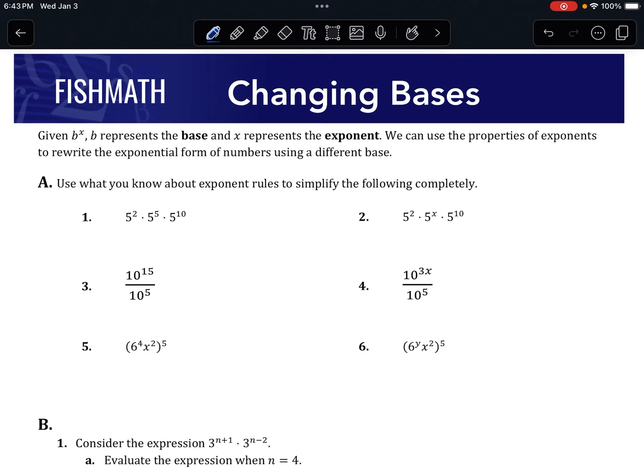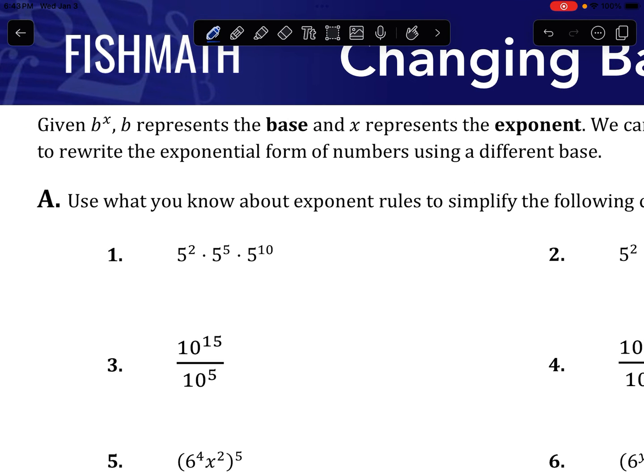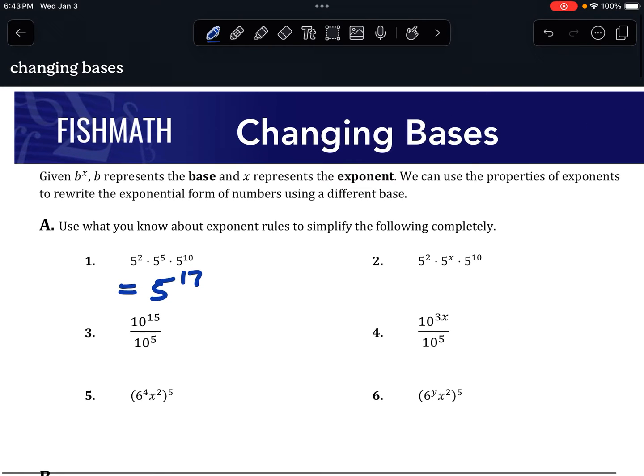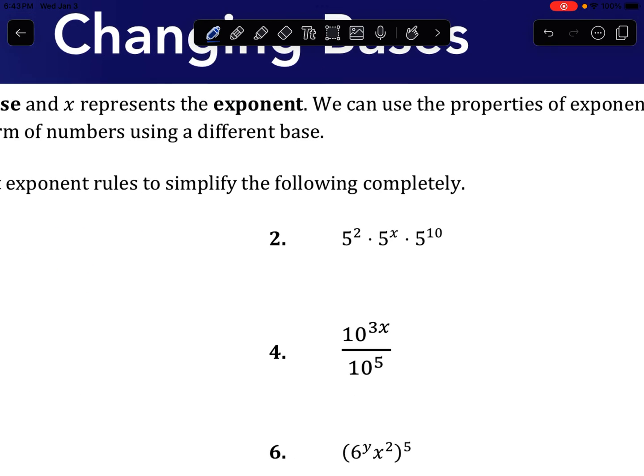Let's look at how to use our laws of exponents, or exponent rules, to rewrite exponential form into different bases. So part A is basically just review here. All we have to remember is our basic multiplication rules for exponential form. So all we have to do is say how many 5s are there. There's 2 here, 5 there, 10 there. So we add them all together. 2, 5, and 10 make 17. Nothing too complicated there because you have to add the exponents.